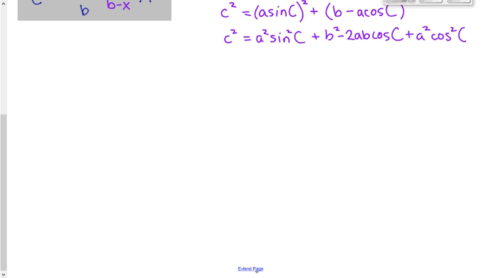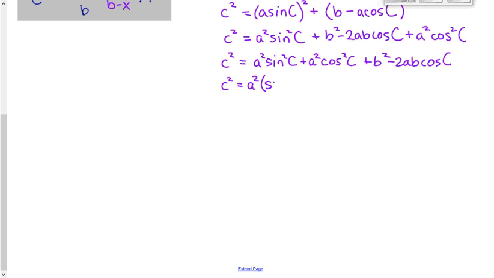Now, if I rearrange terms a little bit, we have c squared equals a squared sine squared c plus a squared cosine squared c plus b squared minus 2ab cosine c. And notice that the first two terms both contain a squared, so if we factor a squared out of those, we have c squared equals a squared times sine squared c plus cosine squared c, plus b squared minus 2ab cosine c.